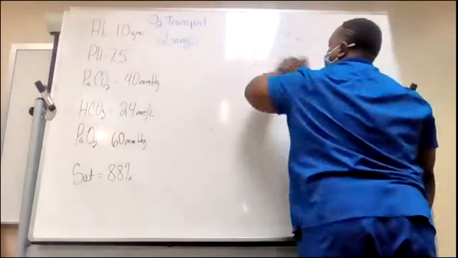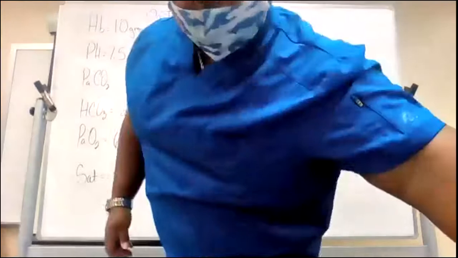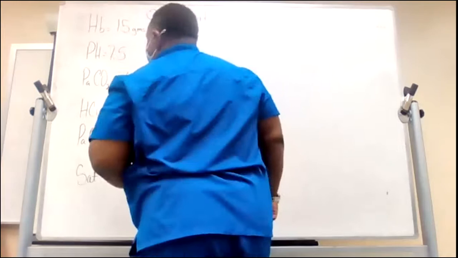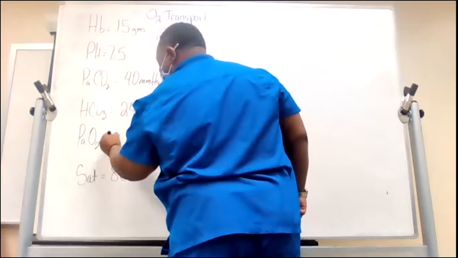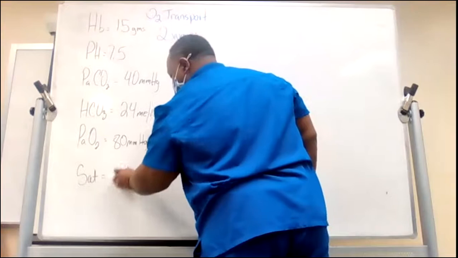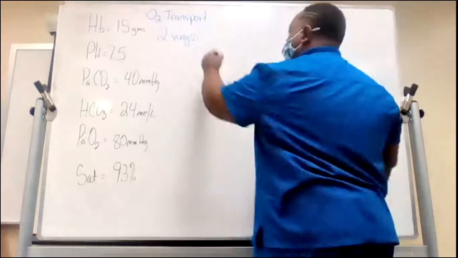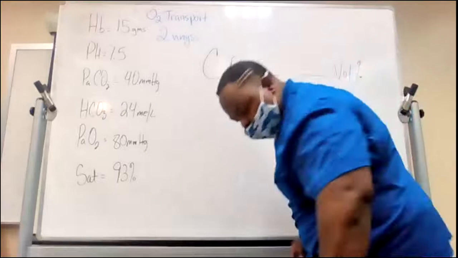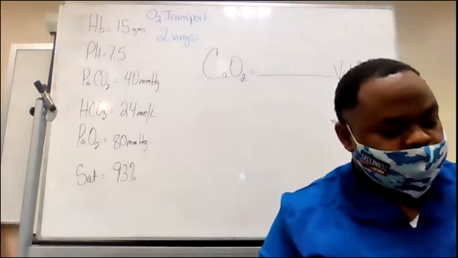All right, this time your patient has these parameters. Hemoglobin is 15 grams, and your PaO2 is 80 millimeters of mercury, and he is satting 93%. This time, all I want to know is this. Only answer I'm looking for.